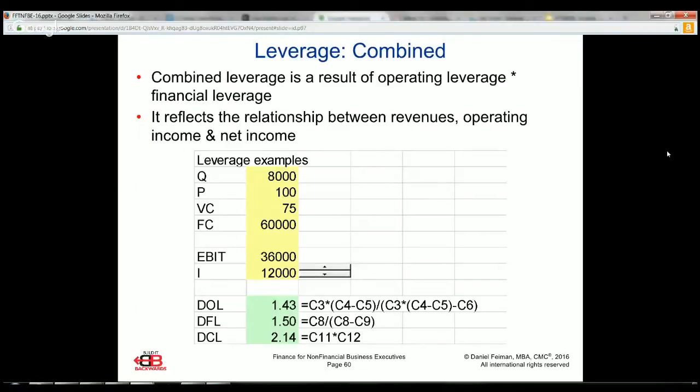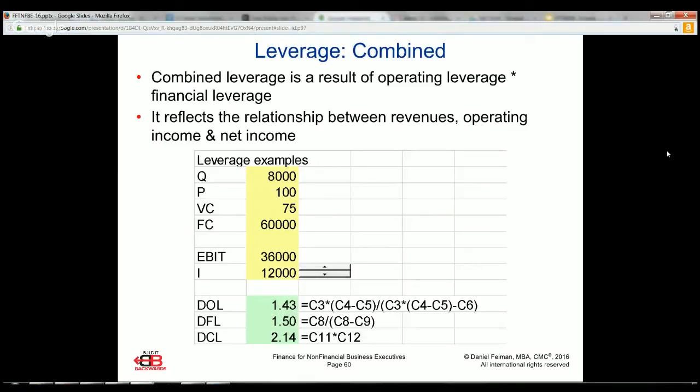So from this position, how many more units, how much more revenue do we expect to have, and what will be the impact? Well, these calculations specifically tell us for every percentage increase in revenue, since the degree of operating leverage is 1.43, we'll see a 1.43 times increase in operating profit. So a 10% increase in revenue would equal a 14.3% increase in EBIT.